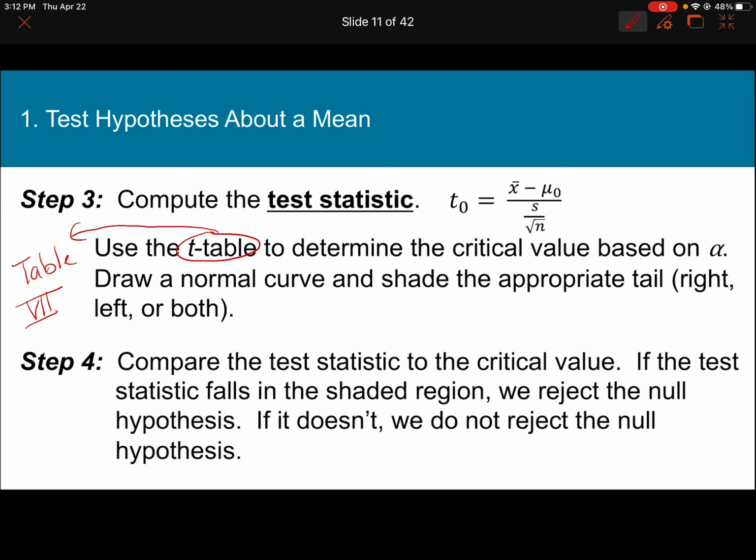Now, I like to draw my curve because it gives me a picture, and I'm a very visual person, so that picture helps me see what's happening. Then I compare my test statistic to the critical value. If it falls in the shaded region, which is going to be the tails. Now, if it's right-tailed or left-tailed, we'll just have one tail. If it's two-tailed, obviously we'll have two. If the test statistic is in the shaded region, we reject the null hypothesis. And if it is not in the shaded region, we do not reject the null hypothesis.